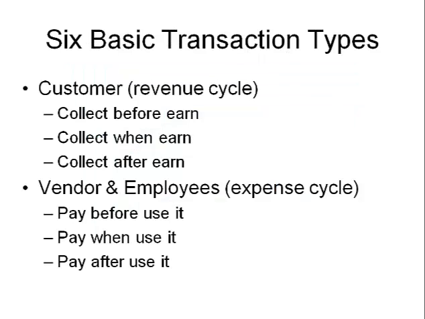So there are 6 basic types of transactions with customers. You can collect before you earn it, when you earn it, or after you earn it. With expenses, vendors and employees, you can pay before you use it up, when you use it up, or after you use it up. So those are the 6 themes, and you can think about when you are journalizing transactions that you're fitting into one of these.